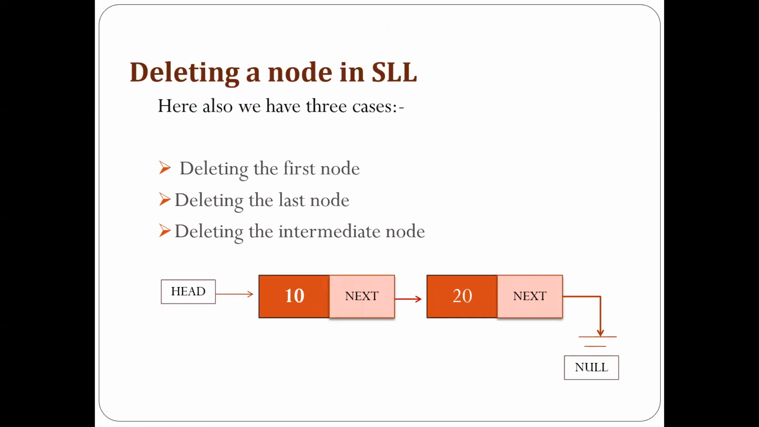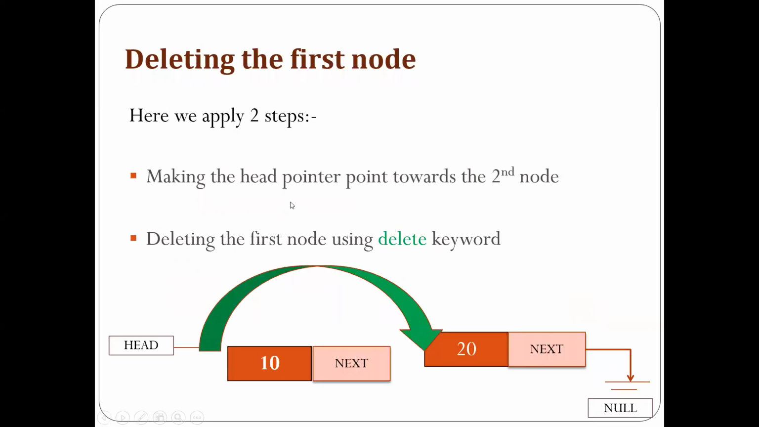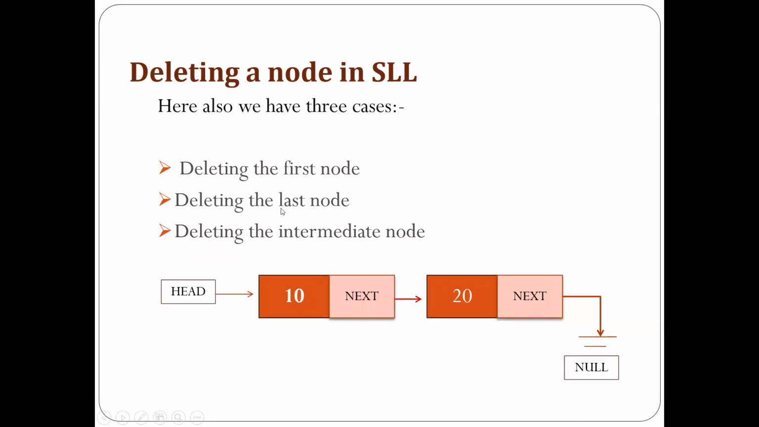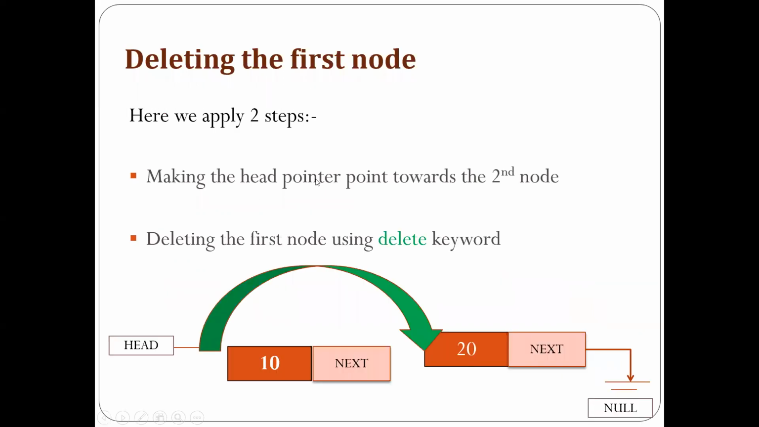Now, similar to the insertion, we can implement the deletion also for the single linked list. For the deletion also, again, there are three cases: delete the first node, delete the last node and delete an intermediate node. The last node and the intermediate node cases work similarly. Only the code will change for the deletion of the first node. So now we'll see one by one.